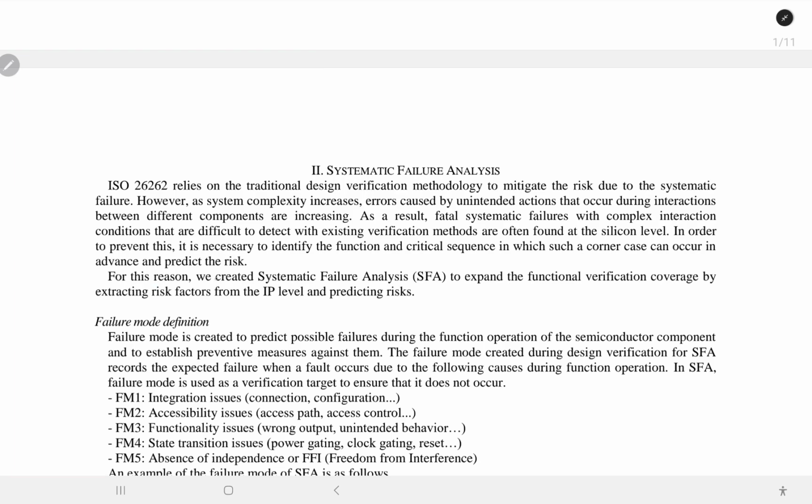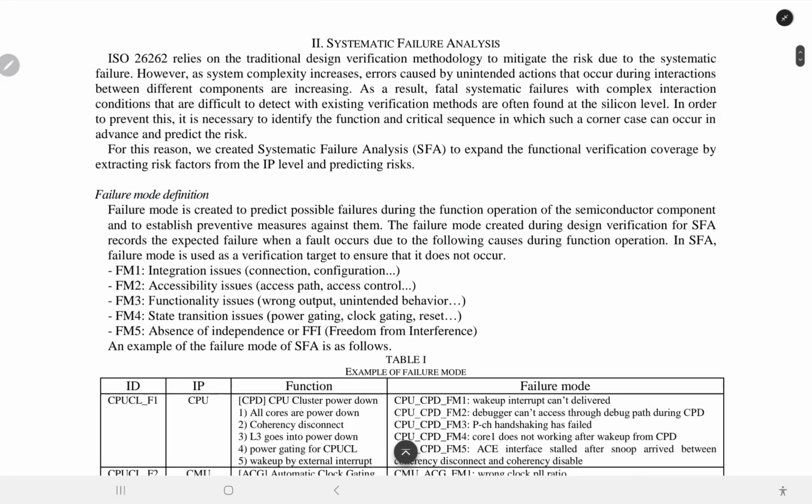For this reason, we created a systematic failure analysis, SFA, to extend the functional verification coverage by restricting risk factors from the IP level and predicting risks. Failure mode definition. Failure mode is created to predict possible failures during the function operation of the semiconductor component and to establish preventive measures against them.